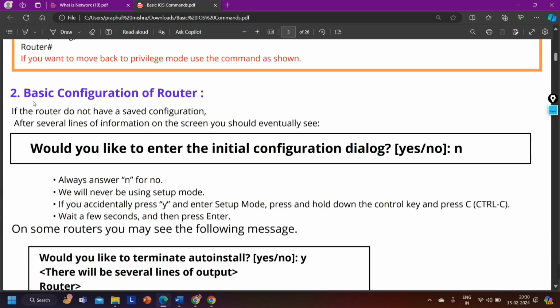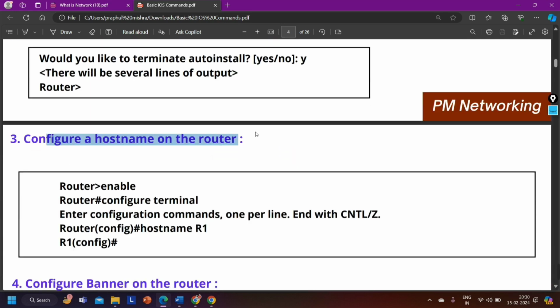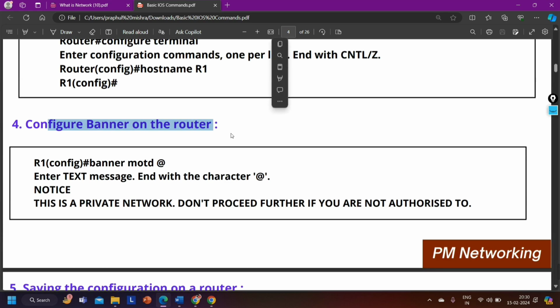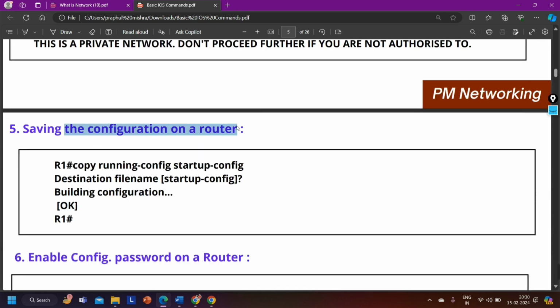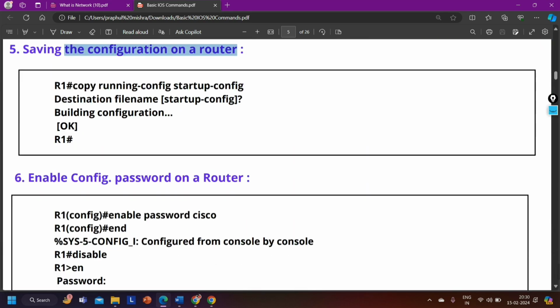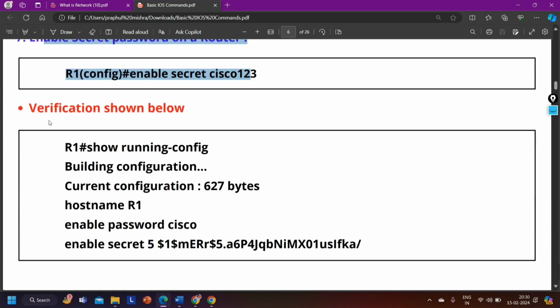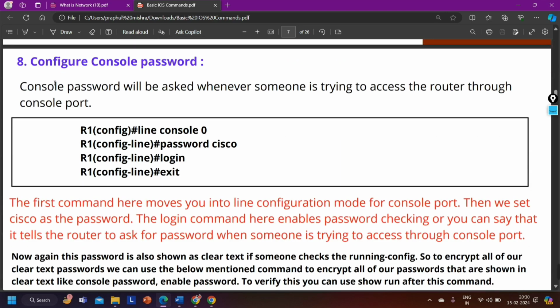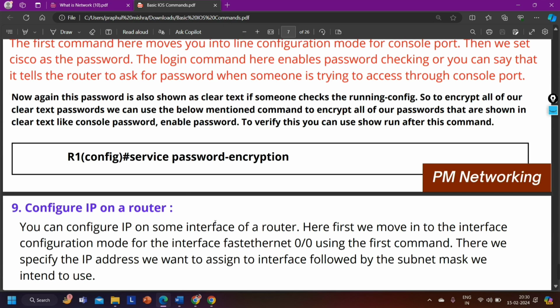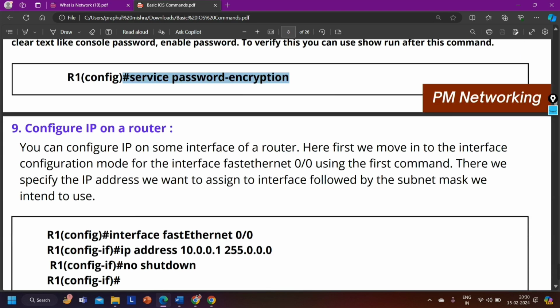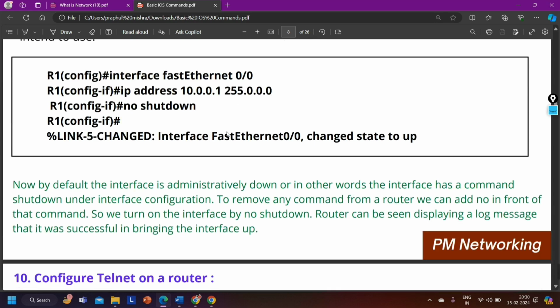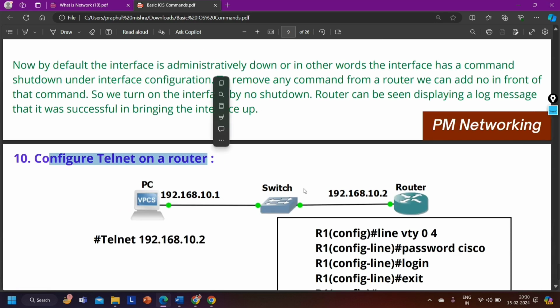Okay, then basic configuration of router. Like hostname configuration, banner, saving configuration on router, how to save configuration, enable password configuration, enable secret configuration, right? Some verification commands, configure console password, password on console port so that no one can access your device, how to encrypt all the passwords, configure IP address on router, how to configure IP, right? Configure telnet on the router, right?